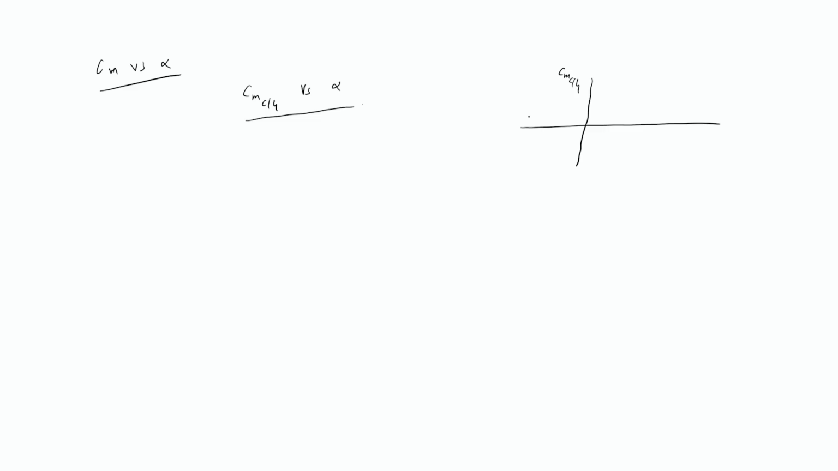Okay, so here the curve is varying in this manner. Alright, this is the slope. So this slope is dCm C/4 by d alpha. Alright, so here we have alpha. At this point we have flow separation over the top surface, and at this point we have flow separation over the bottom surface. Now this dCm C/4 by d alpha can be either positive or negative.